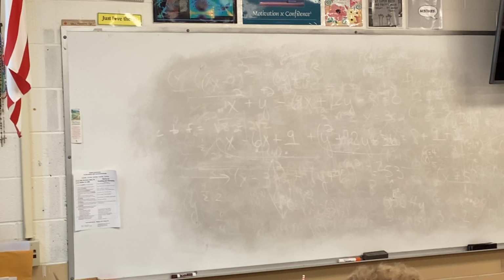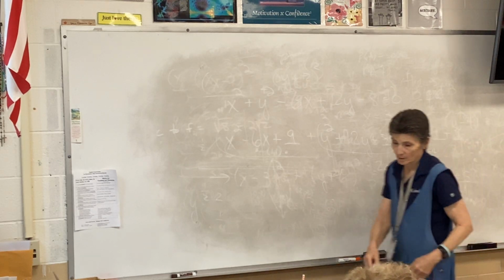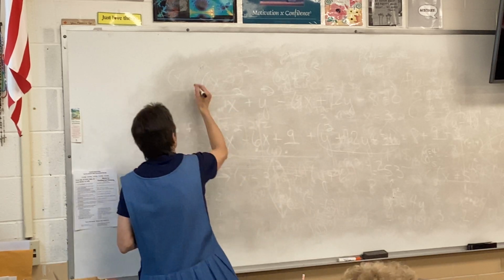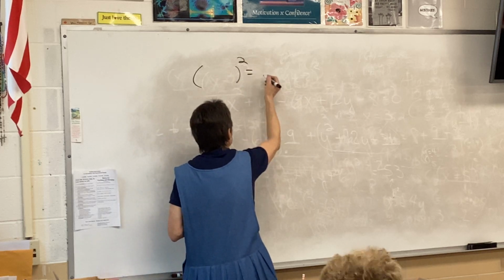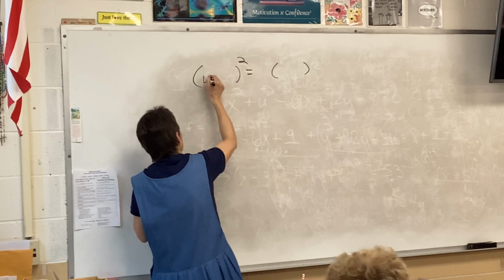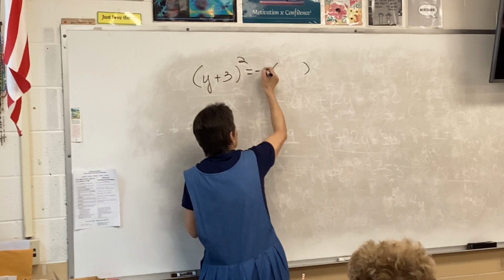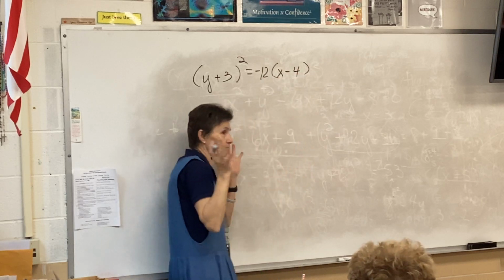that the equation of a parabola looks different. So the equation you get on Monday will look something like this. It will have a parenthesis squared, a number here, and another parenthesis not squared. So maybe y plus 3 squared equals negative 12x minus 4. Okay? Something like that.